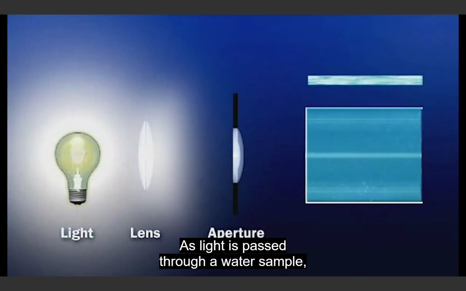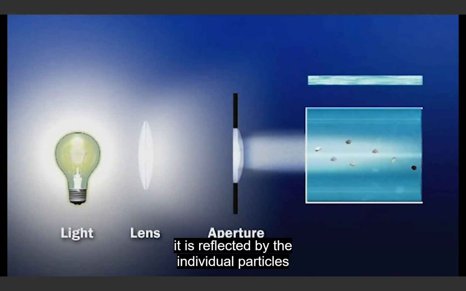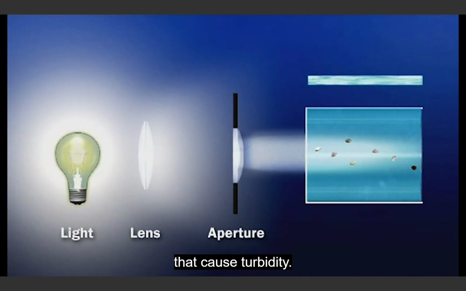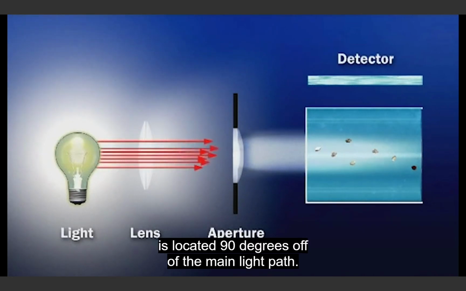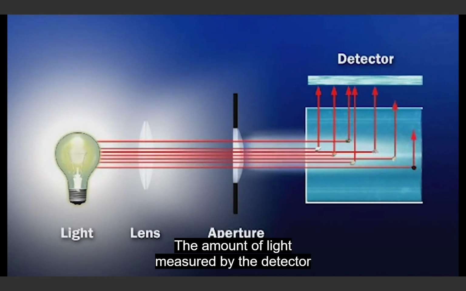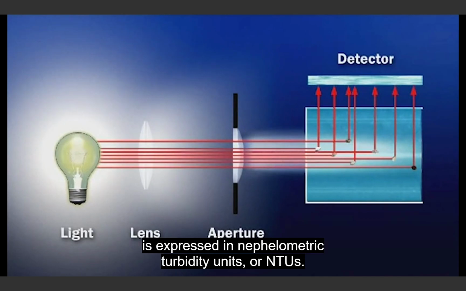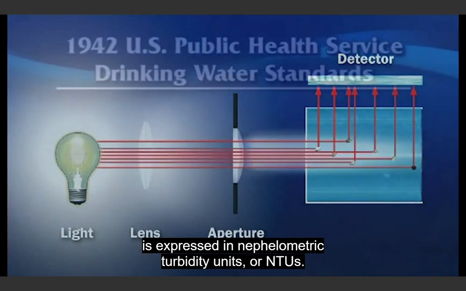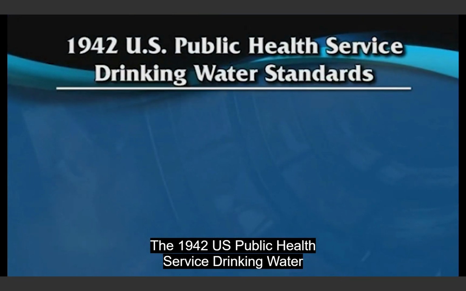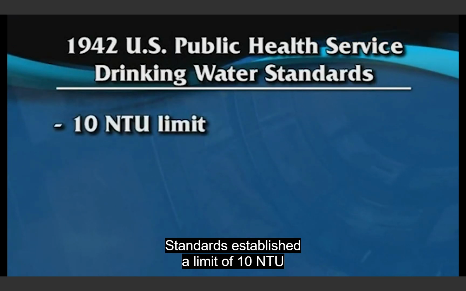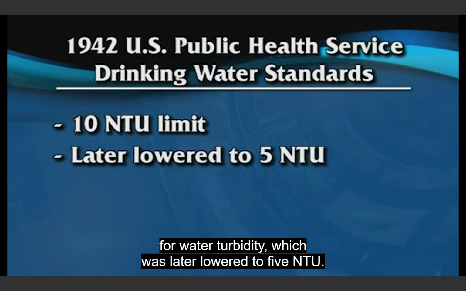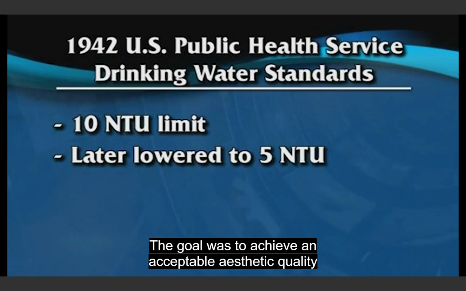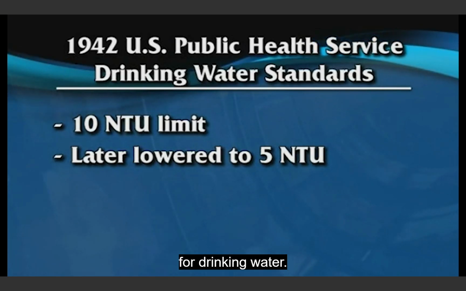As light is passed through a water sample, it is reflected by the individual particles that cause turbidity. A detector, such as a phototube, is located 90 degrees off of the main light path. The amount of light measured by the detector is expressed in nephelometric turbidity units, or NTUs. The 1942 U.S. Public Health Service Drinking Water Standards established a limit of 10 NTU for water turbidity, which was later lowered to 5 NTU. The goal was to achieve an acceptable aesthetic quality for drinking water.